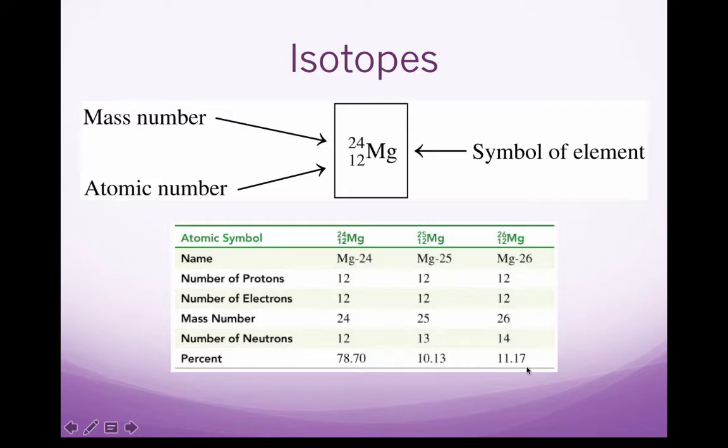And then the percent abundances, so for magnesium 25 we have 10.13%, and magnesium 26, 11.17%. You'll never have to figure out the percent abundance. That's something that's determined experimentally, and that will be given to you.